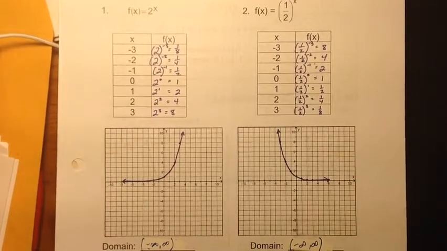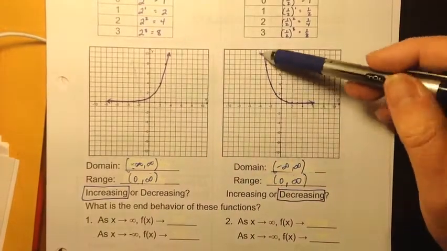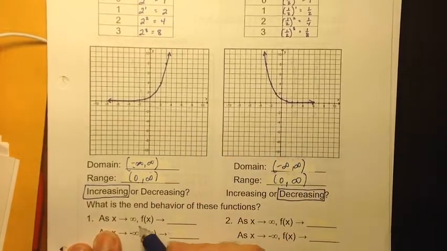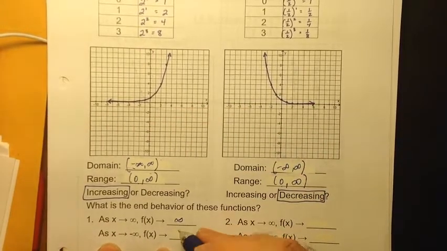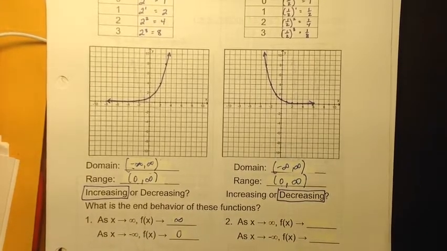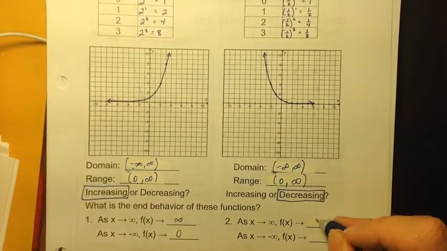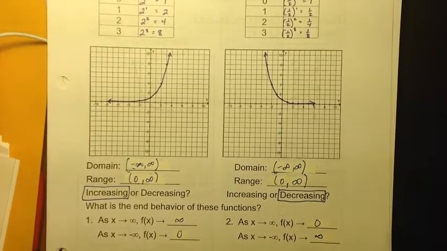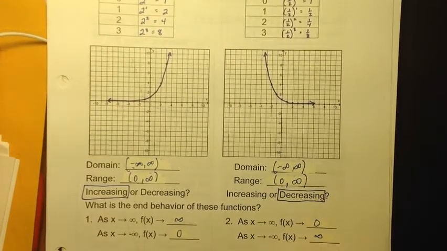The difference is that the left graph is increasing for its entire life, and the right graph is decreasing for its entire life. For the end behavior, as I go far to the right, as x approaches infinity, f of x approaches infinity. It's going up. As I go to the left, as x approaches negative infinity, f of x approaches 0. For number 2 here, as x approaches infinity, as I go far to the right, f of x approaches 0. As x approaches negative infinity, as I go far to the left, f of x approaches infinity. So I do have on both of these a horizontal asymptote at y equals 0 for both of these.